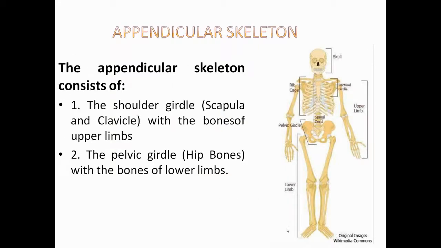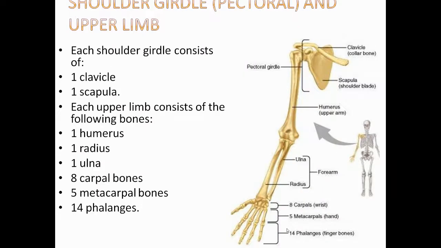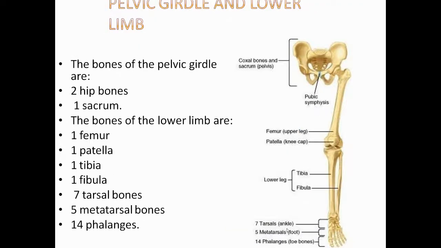Appendicular skeleton. The appendicular skeleton consists of the shoulder girdle with the bones of the upper limb and the pelvic girdle with the bones of the lower limb. Shoulder girdle, we can say pectoral girdle also. Each shoulder girdle consists of clavicle and scapula. Each upper limb consists of the following bones: the humerus, radius, ulna, carpal bones, metacarpal bones, and phalanges.